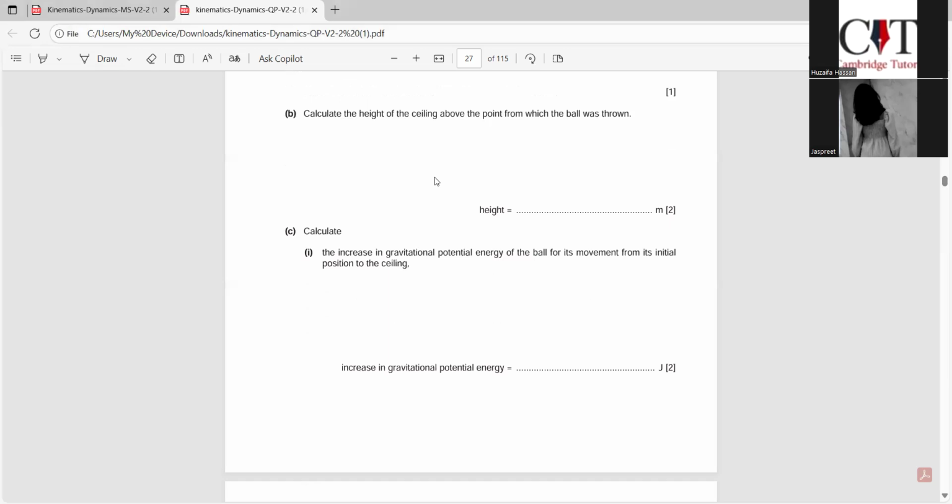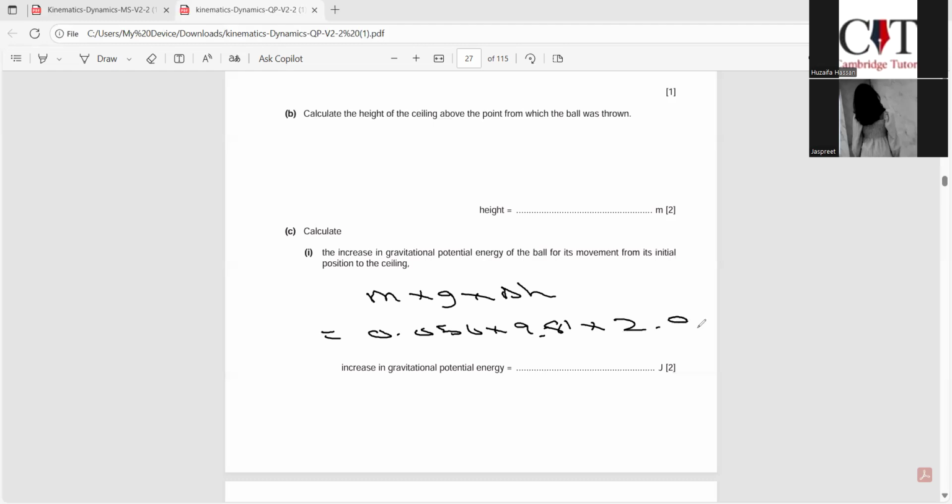Calculate the increase in gravitational potential energy from its initial position to the ceiling. So we know that the formula of gravitational potential energy is m into g into delta h, right? Yes, sir. So mass we know already, and height we just calculated. That would be the answer of your part C. Okay.